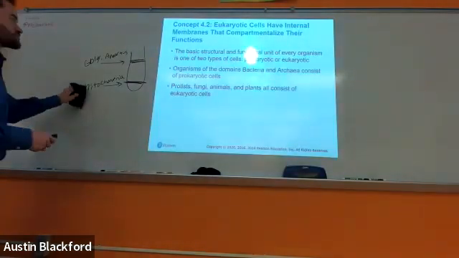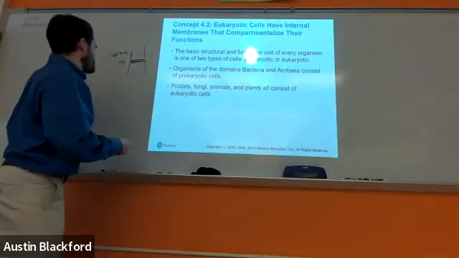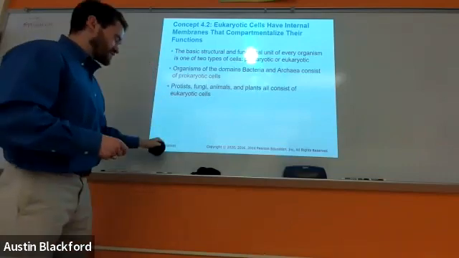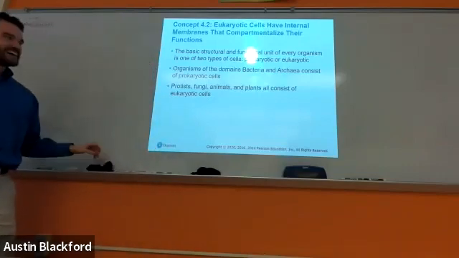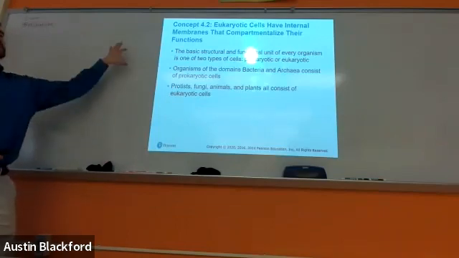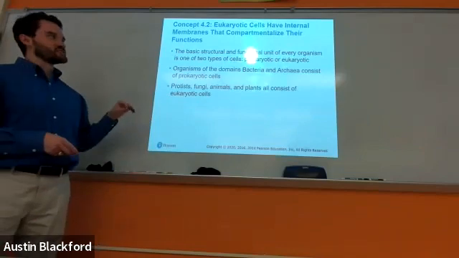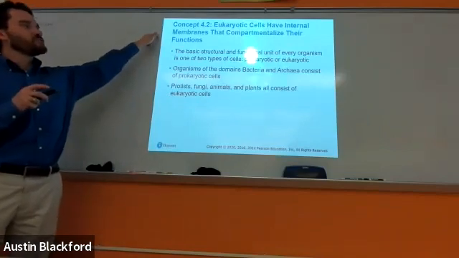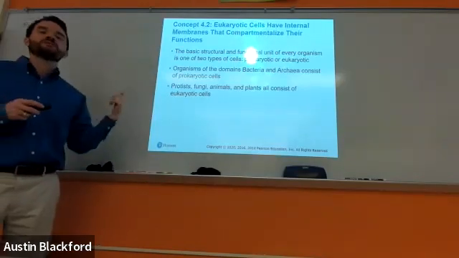All right, 4.2 is really the meat of chapter 4. Well, I would say the meat. 4.2 is really where I'm going to start testing you on chapter 4. 4.1 was just kind of there, to be honest with you. But this is getting into prokaryotic cells versus eukaryotic cells. So basically, eukaryotic cells have these internal membranes and compartments. So that's talking about the organelles.